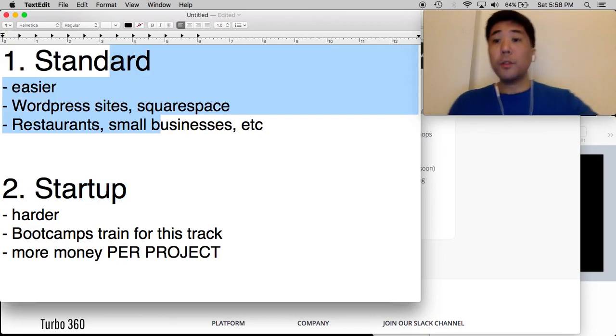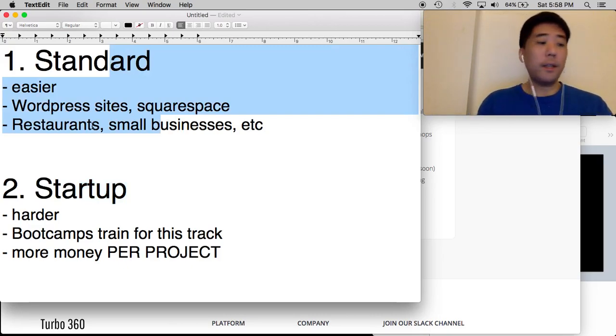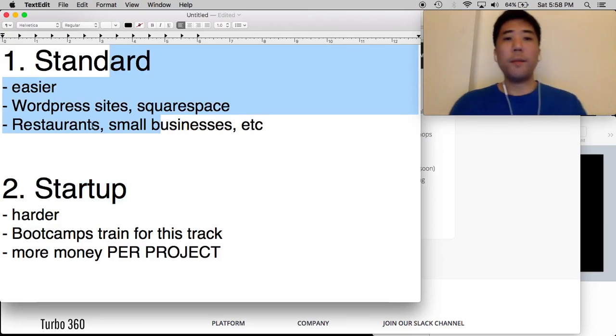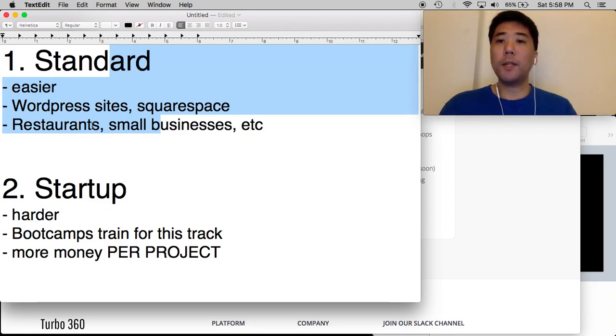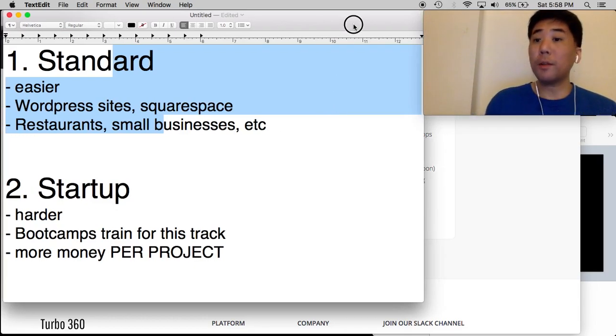So those are the 2 tracks that I've identified as a freelance engineer in the past 6 years, and the key considerations of going into each one. So take that for what it's worth. Hopefully you found this informative.